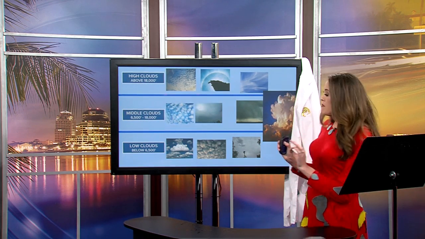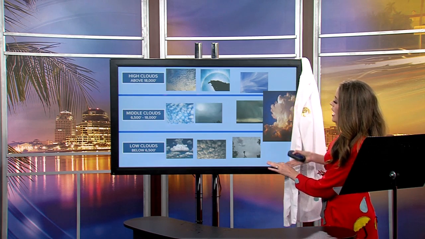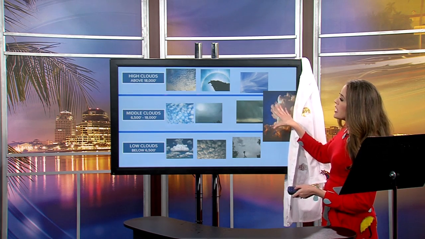My favorite cloud, and this cloud can be in all the layers of the atmosphere. So it can be in the low, middle, and high. Does anybody want to guess what it is? I'll kind of wait for your responses here. Anybody want to guess what kind of cloud covers all the layers of the atmosphere? All right, I'll give it to you.